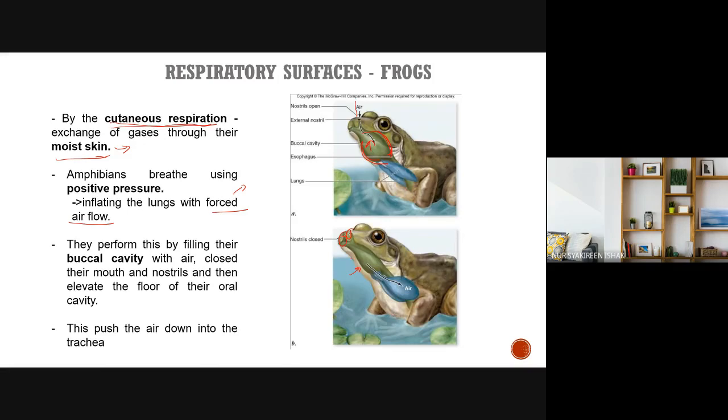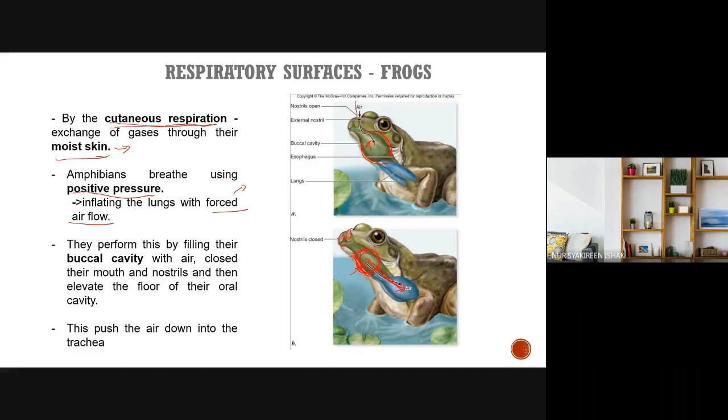and then push the lower part of the mouth upward. This is to push the air inside the buccal cavity into the lung. So that's why we call this positive pressure, positive pressure breathing. You have a high pressure inside the buccal cavity that forces the air into the lung.